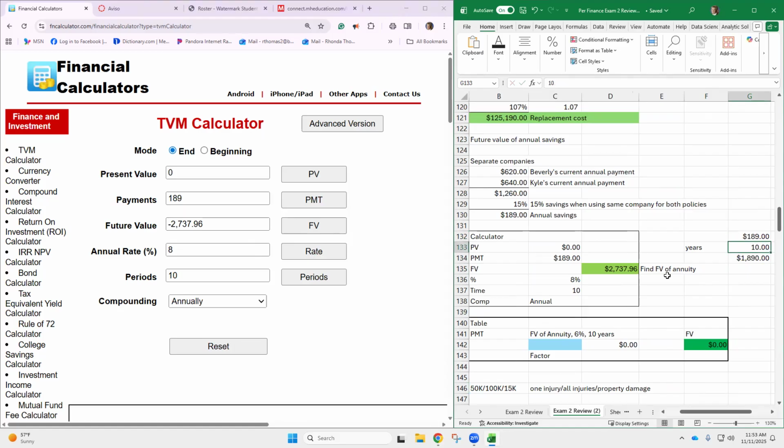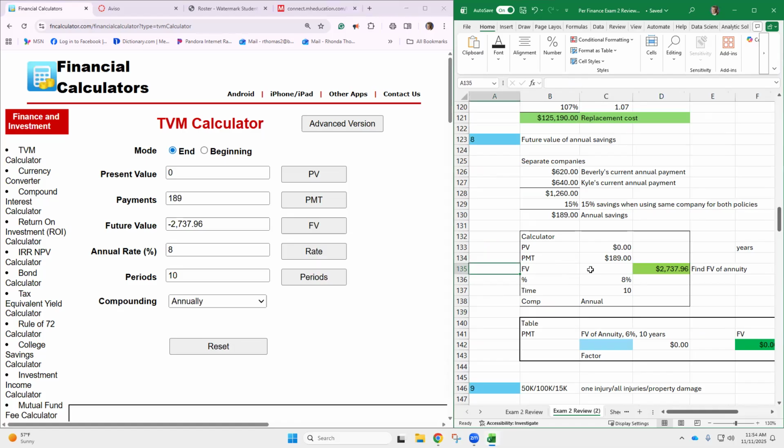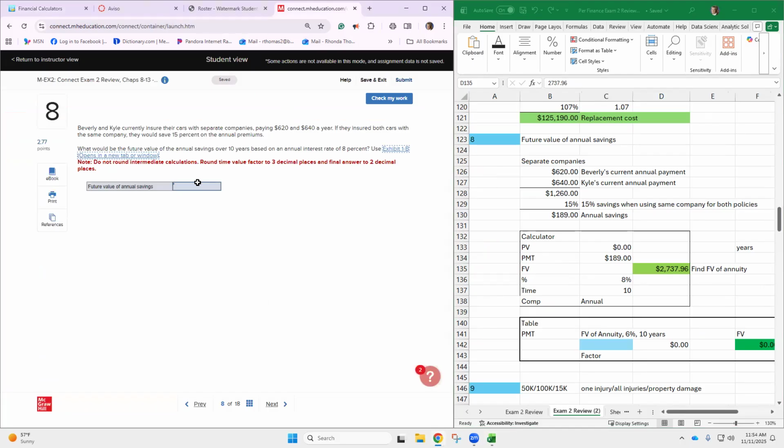If you wanted to test it a little bit, $189 times 10 years would be the part of the investment that was money from them, which is $1,890. But the difference between that amount and the amount we've calculated is the interest that was earned. All right, so let's give this a try.